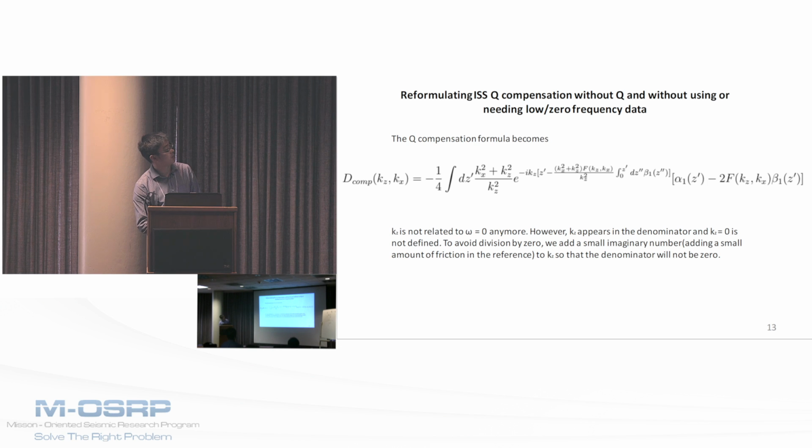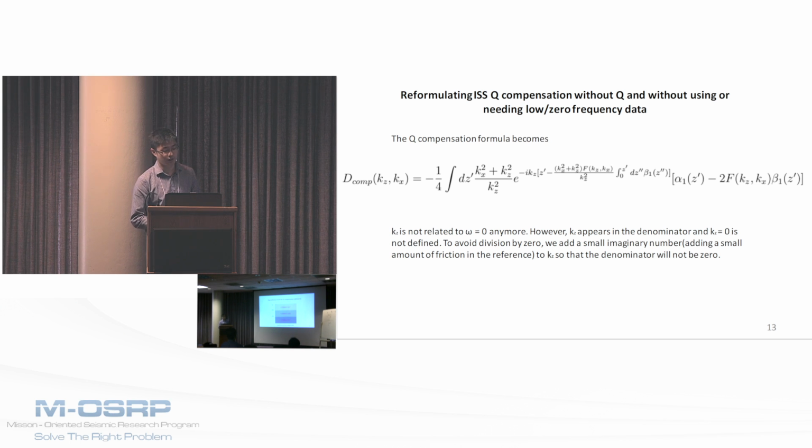There is one more thing we need to look at. After we reformulated the algorithm, kz appears in the denominator in both of these equations. To avoid division by 0, we add a small imaginary number to kz, which means adding a small amount of friction in the reference. So we can avoid the division by 0.